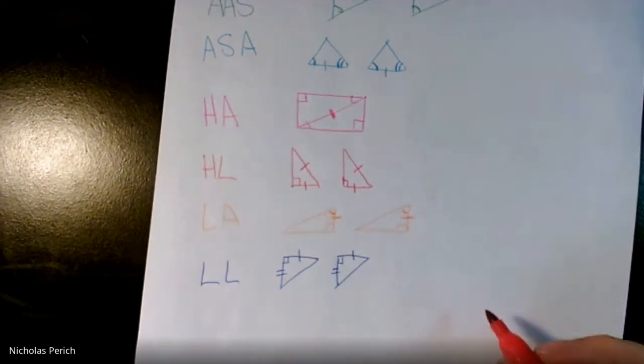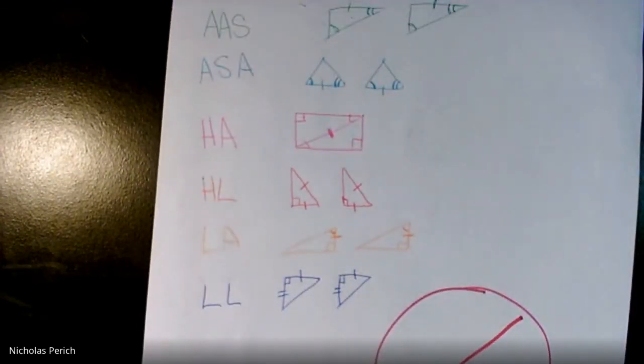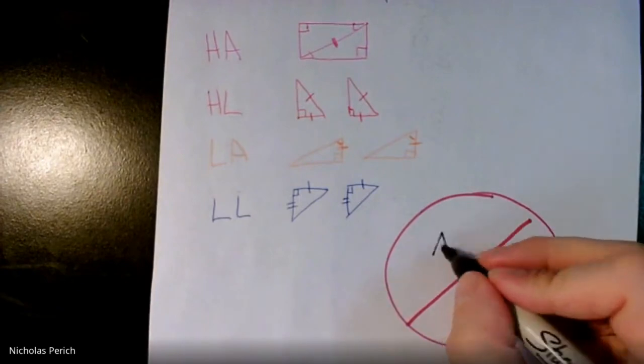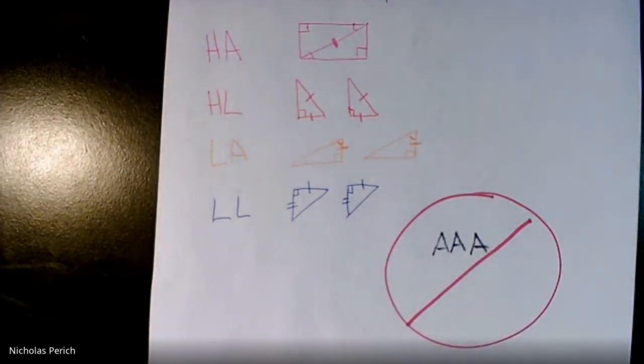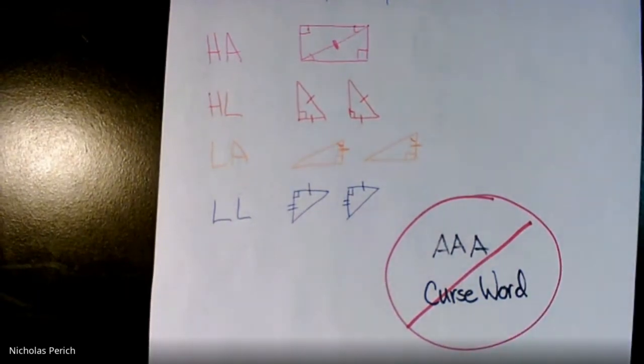The ones that don't exist: there's no such thing. Oh, you know what? I want to do red again. There's no such thing as AAA, and there's no such thing as the curse word. So you can't say, oh, look, these three angles are the same, they're congruent because of AAA. There's no such thing. Oh, look, you have an angle, and that side and that other side way over there. No, that's the curse word. Can't do that.